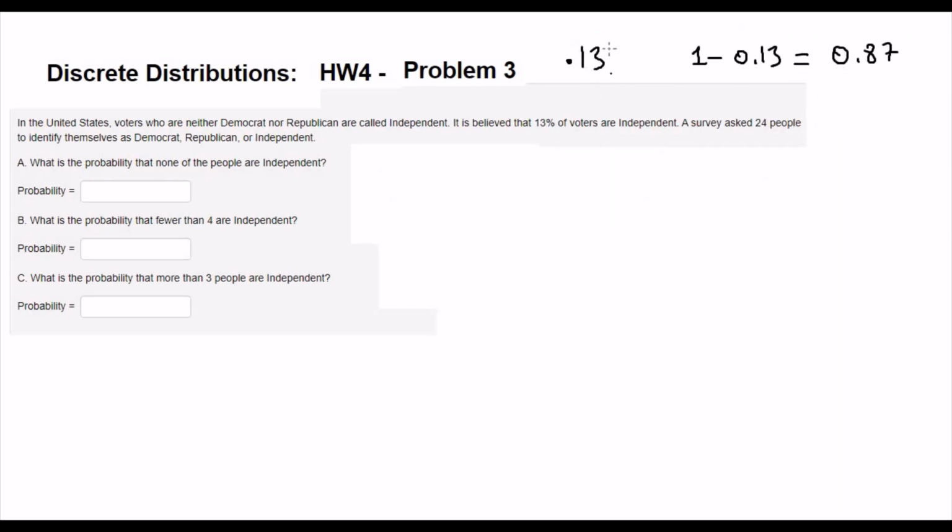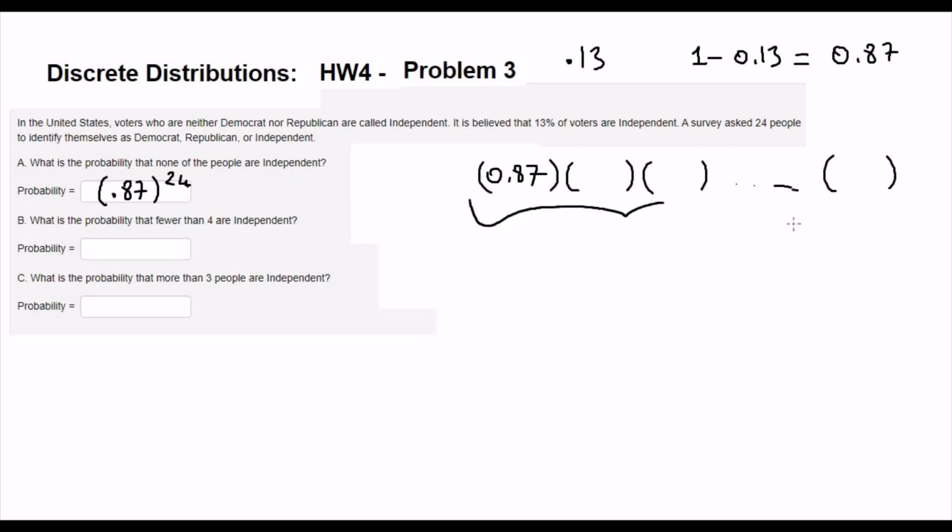Now we know that 13% of the people are independent, but the question is asking the probability that none of the people are independent. So it is 87%, 0.87, to the power of 24, because we ask 24 people, because we repeat this 24 times. You ask the first person, the probability that he's not independent is 87%. You ask the second person, you ask the third person, you ask the 24th person. So you have 24 of these that you can condense as 0.87 to the 24th power.